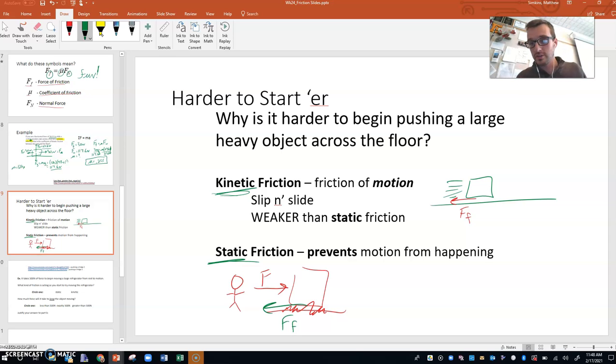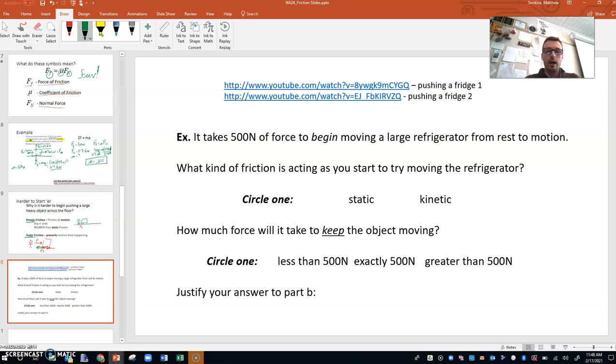It's when things are stuck or still. You have static, sticky, stronger, stuck, still. Static friction is stronger than kinetic friction. All right? So if we just consider this numerically real quick, if it takes 500 newtons of force to begin moving a large fridge, what kind of friction is acting when you try to start moving the refrigerator? When you start it, static, stuck, sticky, stronger, still, that's your static friction.